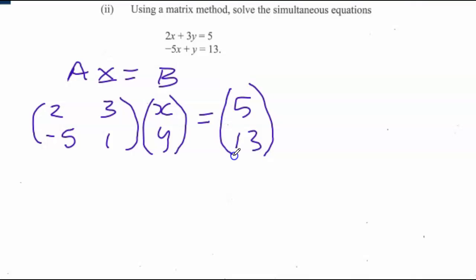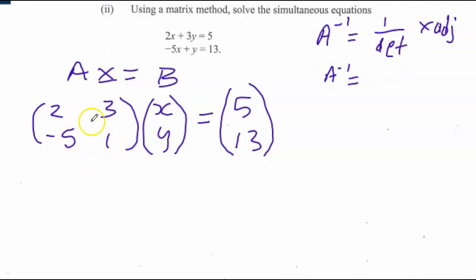So we can times both sides now by the inverse of A. We can times both sides by the inverse of this matrix. Now, the inverse of a matrix is 1 over the determinant times the adjoint. The determinant for this matrix is 1 times 2, which is 2. Take away negative 5 times 3, that's negative 15. So with the double negative, the determinant is 17.